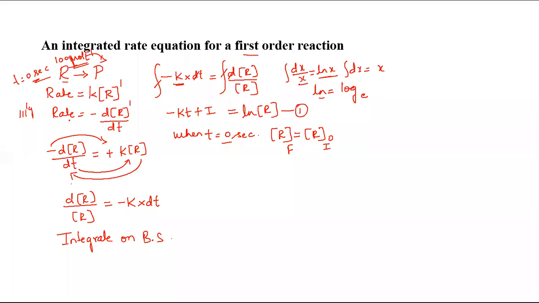That means no product has formed; the reactant remains as it is. Okay, so this we will substitute in equation 1. Substitute these values in equation 1. Then what we'll get? Minus k, t means what? 0 seconds, plus I as it is, equal to ln r, that is, r naught.